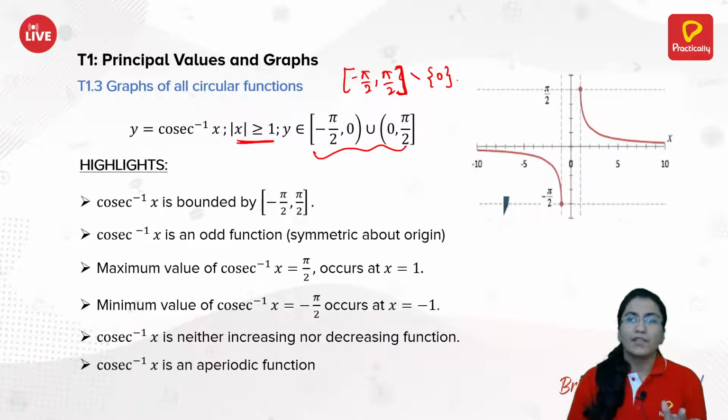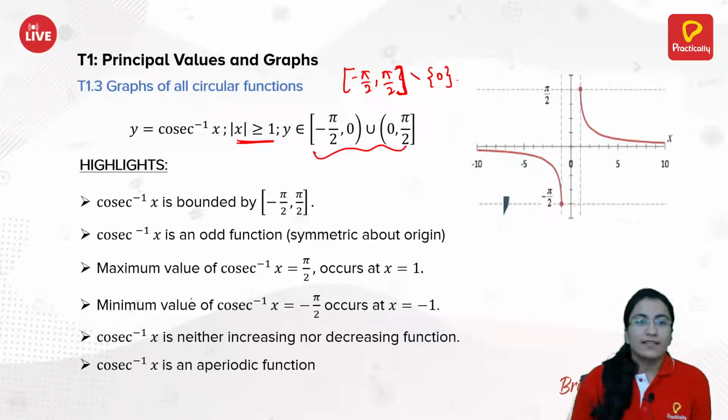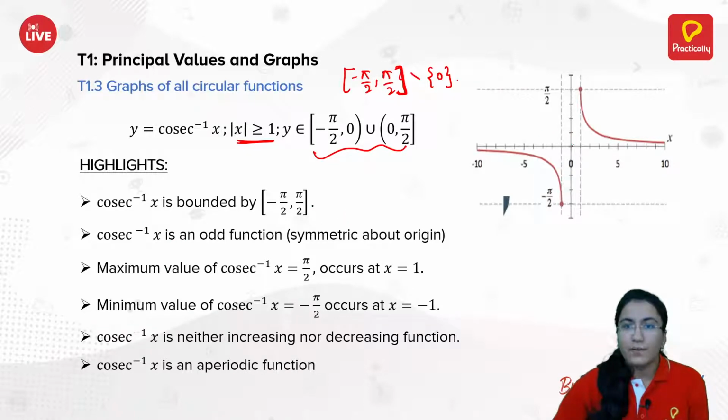You will have only the values of cosecant inverse x lying in -pi/2 to +pi/2. Next, cosecant inverse x is an odd function. You can see that it is symmetric about the origin.